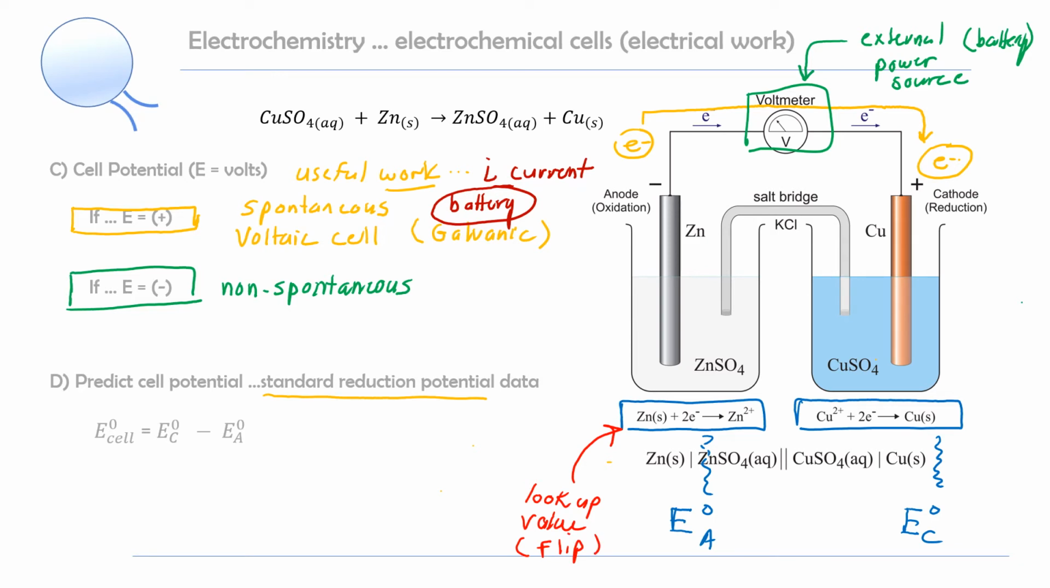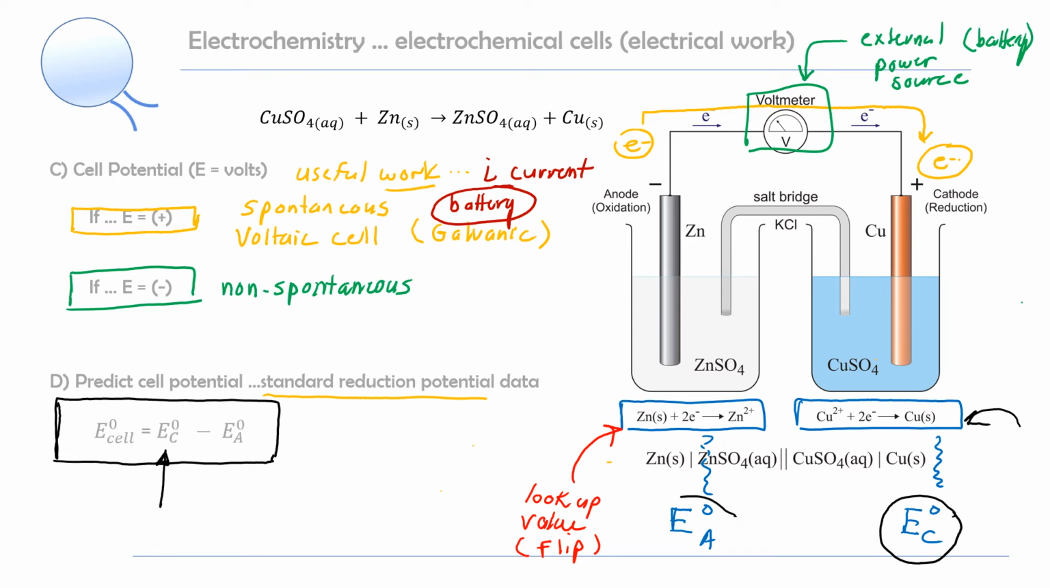All right, so the overall cell potential for any redox process can be predicted using this equation. We simply take the standard reduction potential of this process, enter that value here, and we look up the standard reduction potential for the flip of the process happening at the anode, and we plug in that value there, and that allows us to calculate the cell potential.